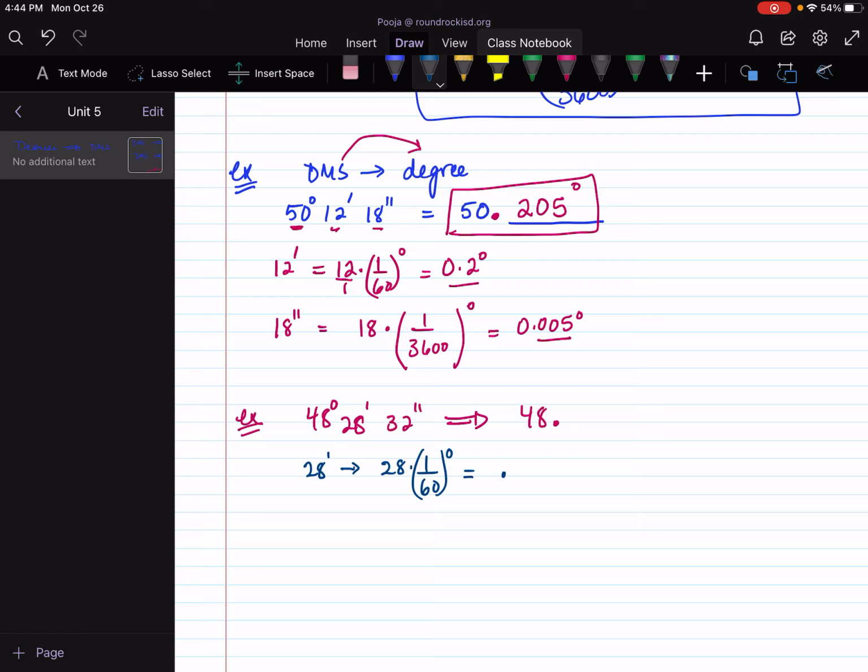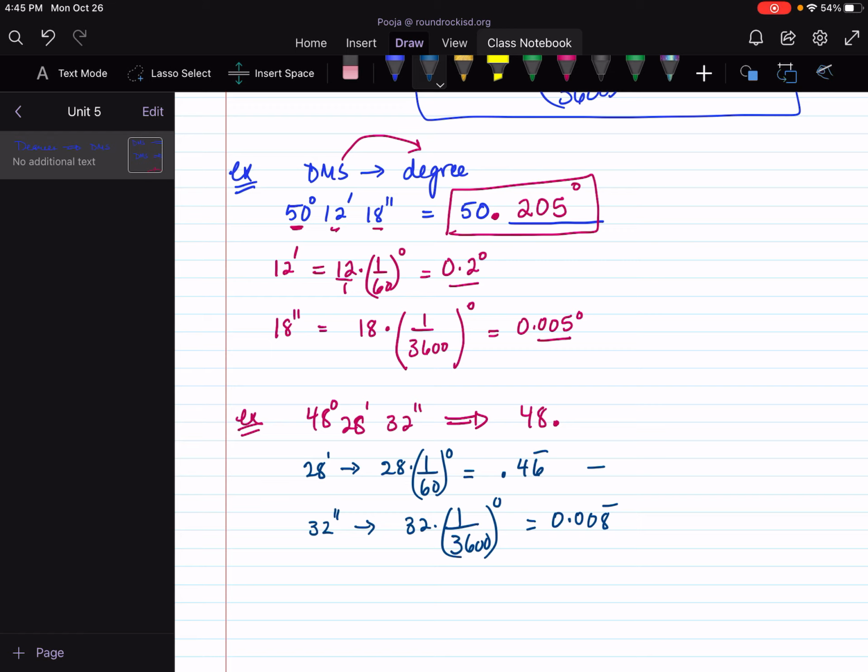0.467-ish, 0.466 repeating actually. Then let's look at 32 seconds. So 32 times, each second is 1/3600th part of a degree. So that would be 32 divided by 3600, which is about 0.008 repeating. Interesting.